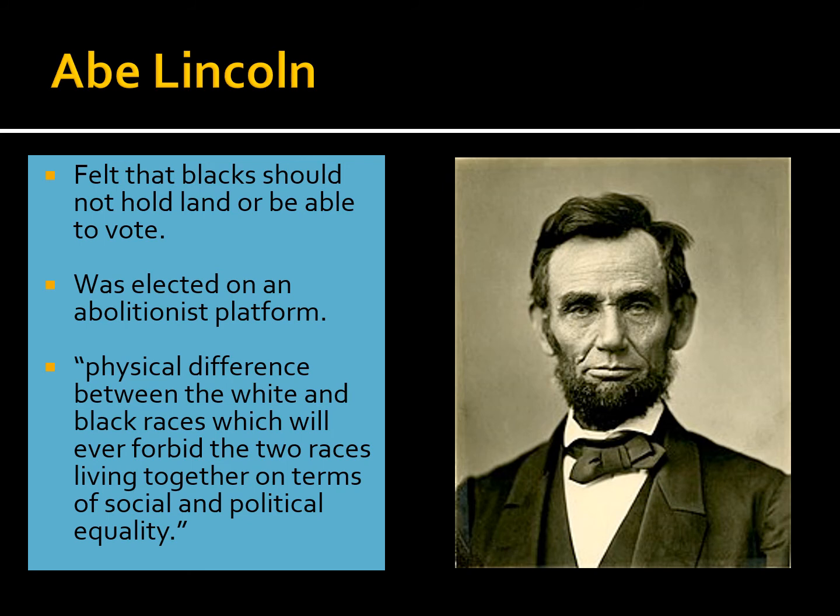And he was elected on an abolitionist platform, but that was mostly due to some political advantages that came along with that platform. And from his own writings, he says that the physical difference between the white and black races will ever forbid those two races living together in terms of social and political equality, right? And what he was really doing is, I'm not saying that Abe Lincoln was a racist. I'm saying that Abe Lincoln believed that there was already this platform of inequality that existed, and he believed that that was due to some sort of innate physical difference, right?